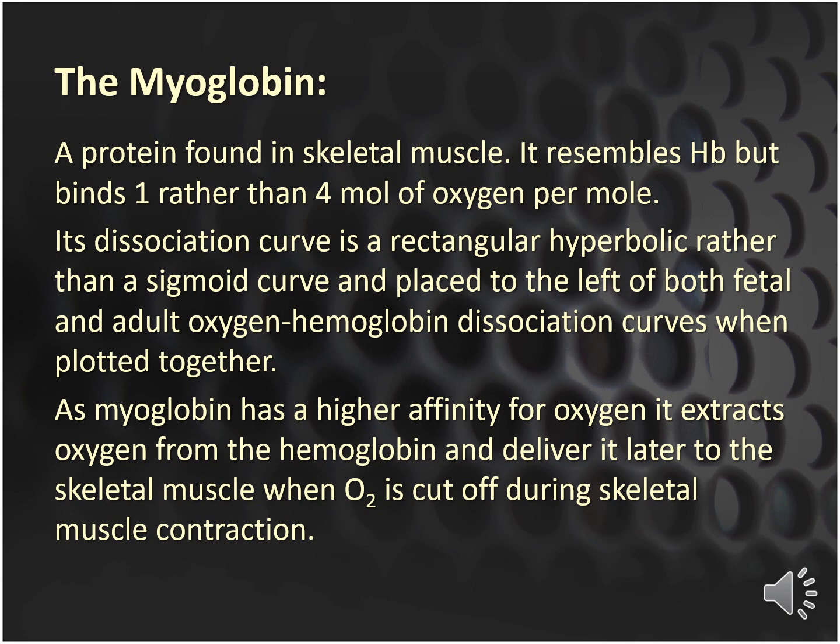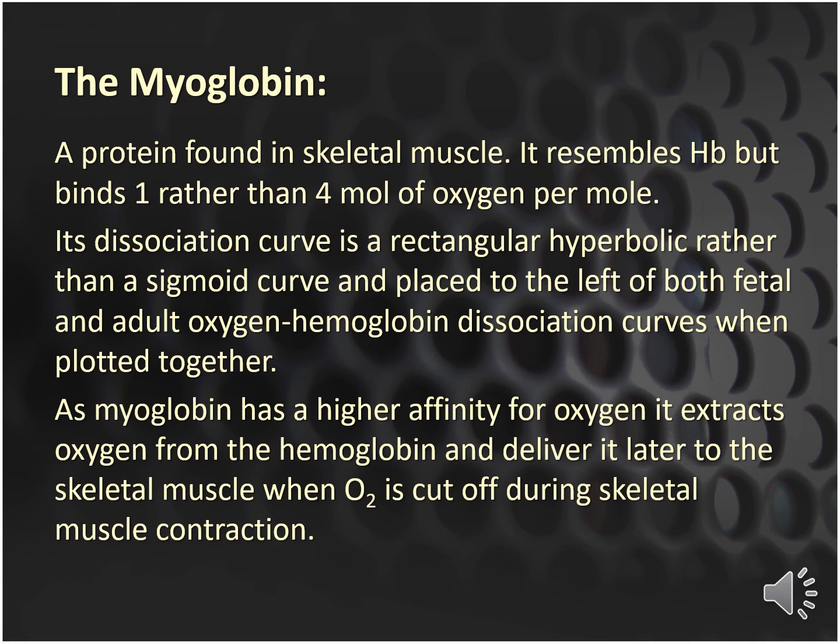For the proper understanding of how oxygen is transported from the blood to the exercising muscle, we need to know a few notes about the myoglobin. The myoglobin is a protein found in skeletal muscle. It's also a red protein because it holds iron. It resembles hemoglobin but binds with 1 rather than 4 molecules of oxygen for every molecule of hemoglobin, or 4 moles of oxygen for every mole of hemoglobin.